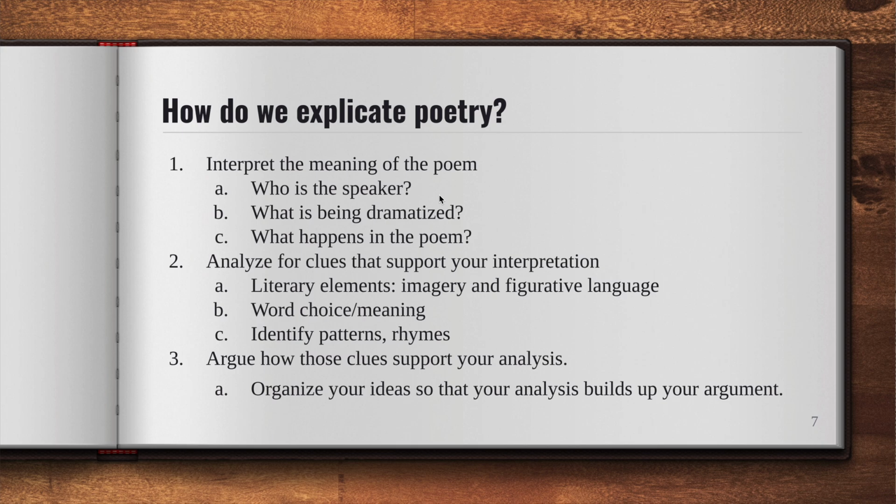And lastly, you'll argue how those clues ultimately support your analysis. This is the end of the process. This is where you organize your ideas so that your analysis builds up your argument, and you circle back and point to the textual evidence that you found in steps 1 and 2.